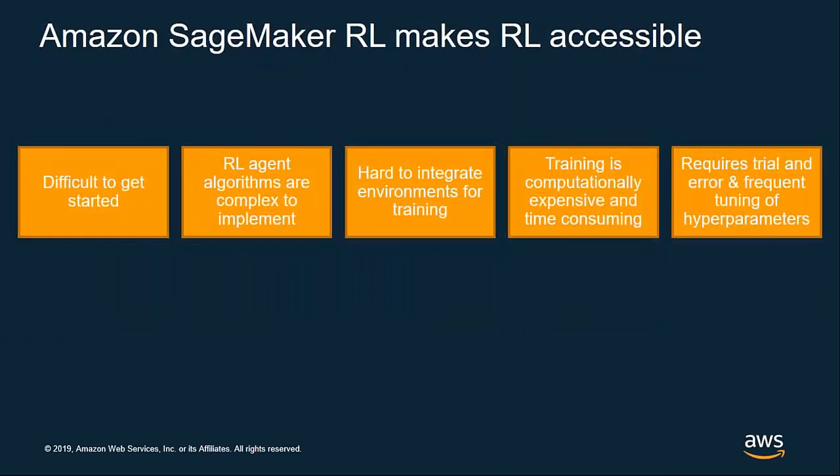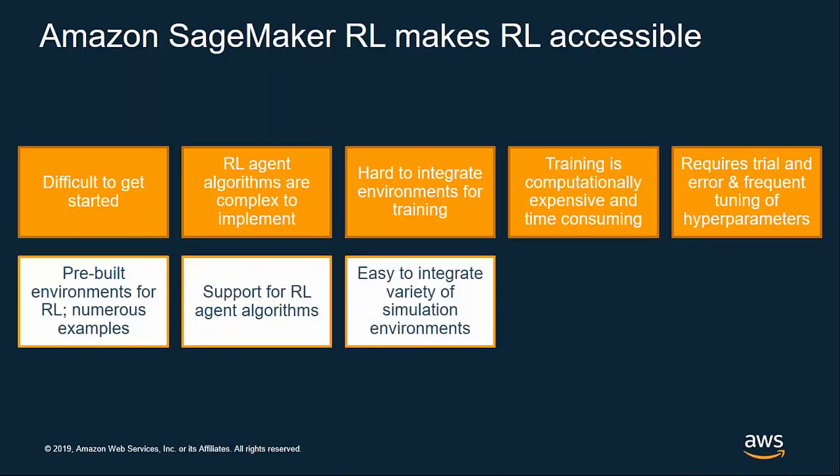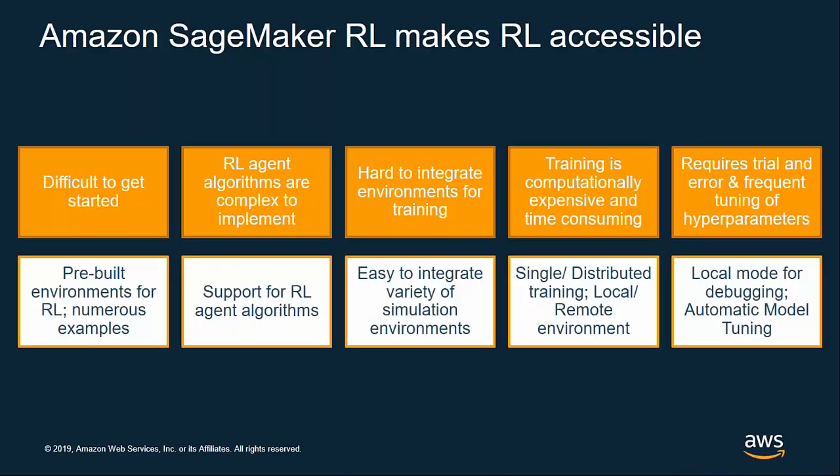And so with SageMaker RL, our goal is to make RL accessible so that any developer and data scientist can quickly get started with RL and run RL workloads at scale. And the way we do this is by providing various pre-built environments for RL, so you don't have to worry about the infrastructure setup or the libraries and dependencies to get started with RL. And we have 12 examples, and we're constantly adding more on how to apply RL for different problems using different types of algorithm choices and frameworks and toolkits.